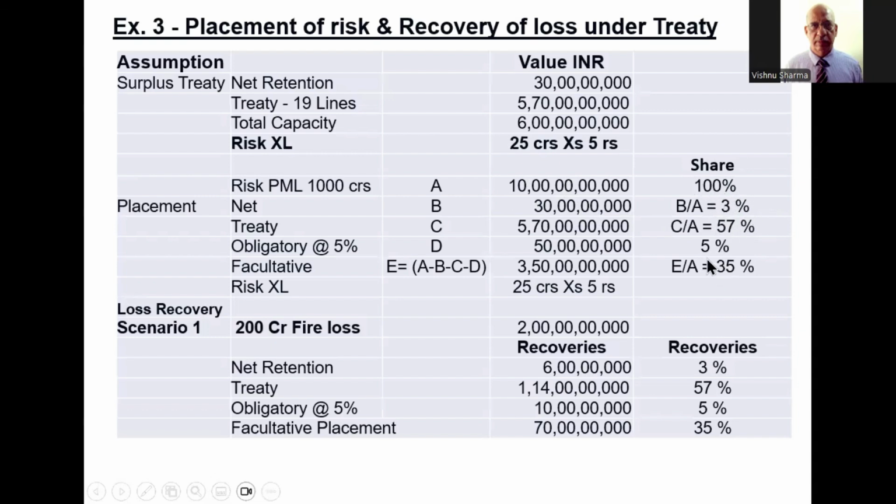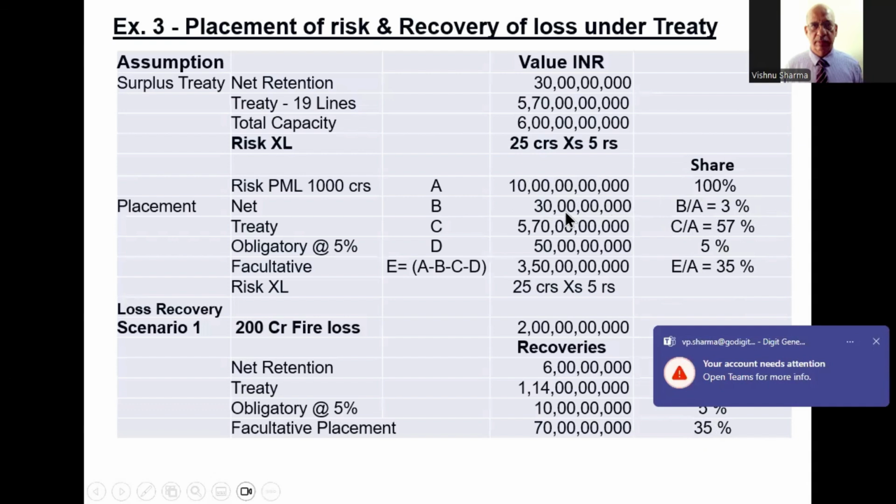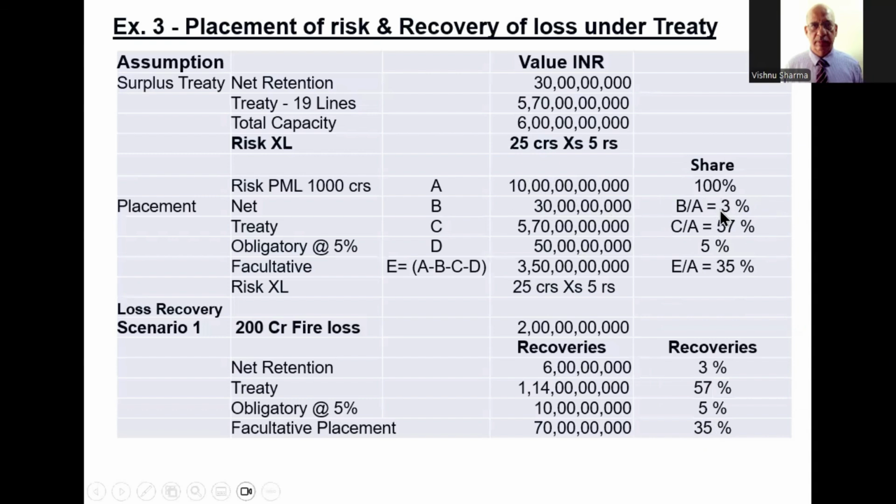This ratio sharing is very important, because in this sharing only premiums are ceded and allocated, and recovery is also done in the same proportion: 3, 57, 5 and 35. Let us see how it is coming. So retention is 30. Immediately you back calculate: 30 divided by 1000, so how much will it be? 3%. Now 570 is the treaty capacity, so straightaway 570 divided by 1000, it is 57%. GIC is fixed 5%, no issues.